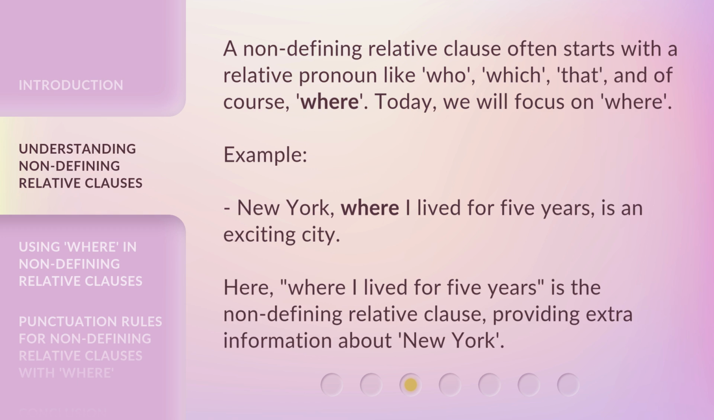Example: New York, where I lived for 5 years, is an exciting city. Here, where I lived for 5 years, is the non-defining relative clause, providing extra information about New York.